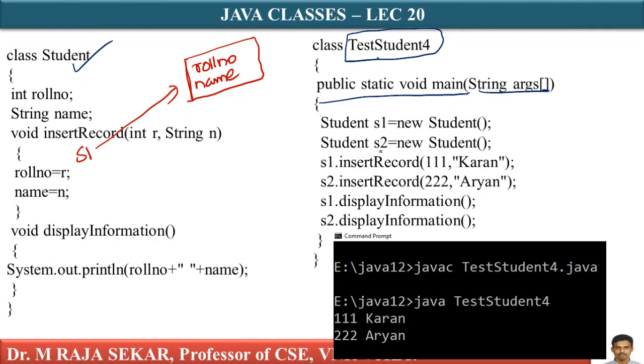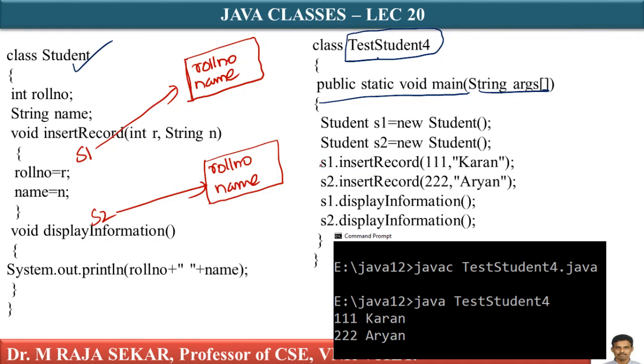In a similar manner, Student s2 = new Student(). I have got another Student object in which I can have roll number and name, but it will be referred to by s2. That one must understand. Now, how can I call a method in the Java programming language?